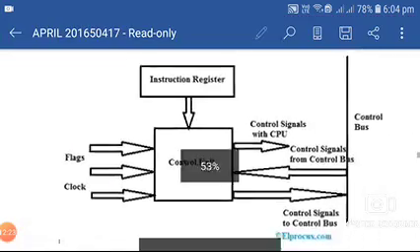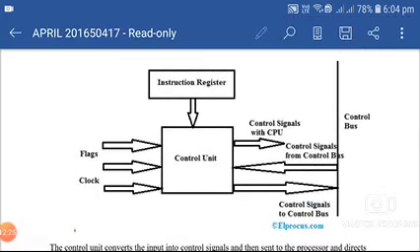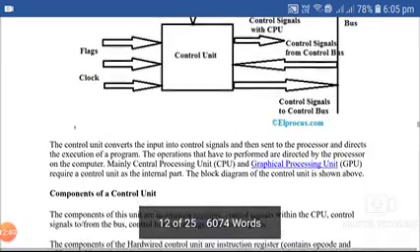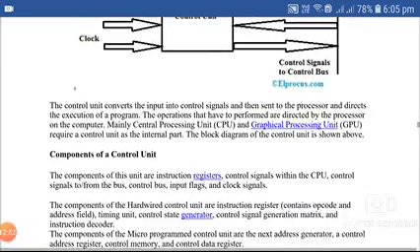And this is the diagrammatical representation for that. There in the center we are having the control unit, and for that we are getting different inputs. The first one is instruction register at the top, and on the left side we are having the flags and clock. On the right-hand side we are having one input called the control signals from control bus. And the outputs available in the diagram are control signals within the CPU, control signals to control bus, and lastly we are having the control bus.